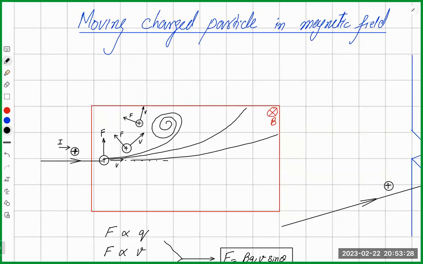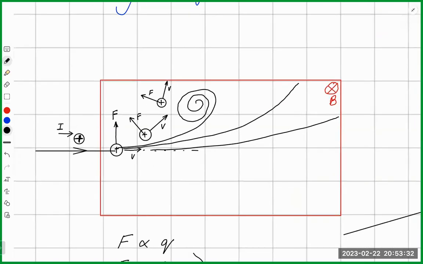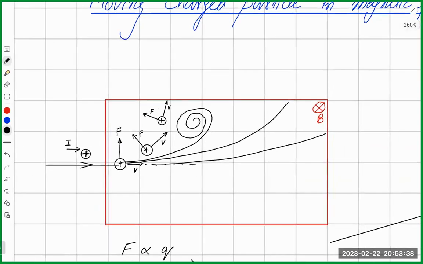So all these things can happen. We will be discussing how. Listen, even this, you might say that it is a curved path. No, it is not an ordinary curve. It is an arc of a very large circle.